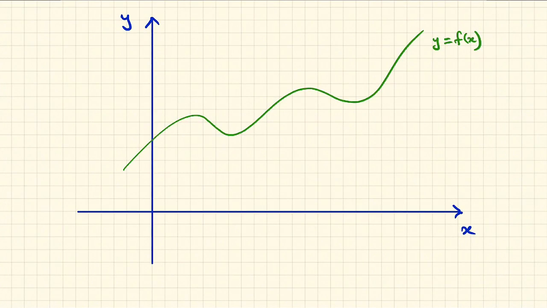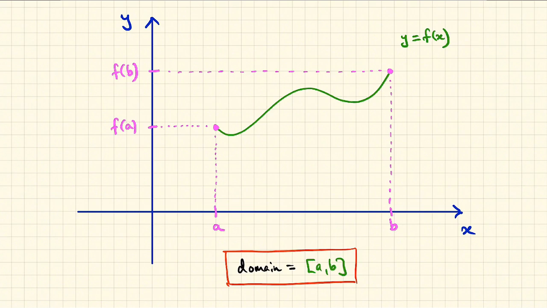Graphs of functions visualize relationships between quantities represented by variables, say x and y. Here's the graph of some fairly wild fluctuating function y equals f of x. Let's just focus on an interval of inputs x between a and b where a is less than b. There are 2 points on the curve with inputs x equal to a and b, with outputs f of a and f of b respectively.